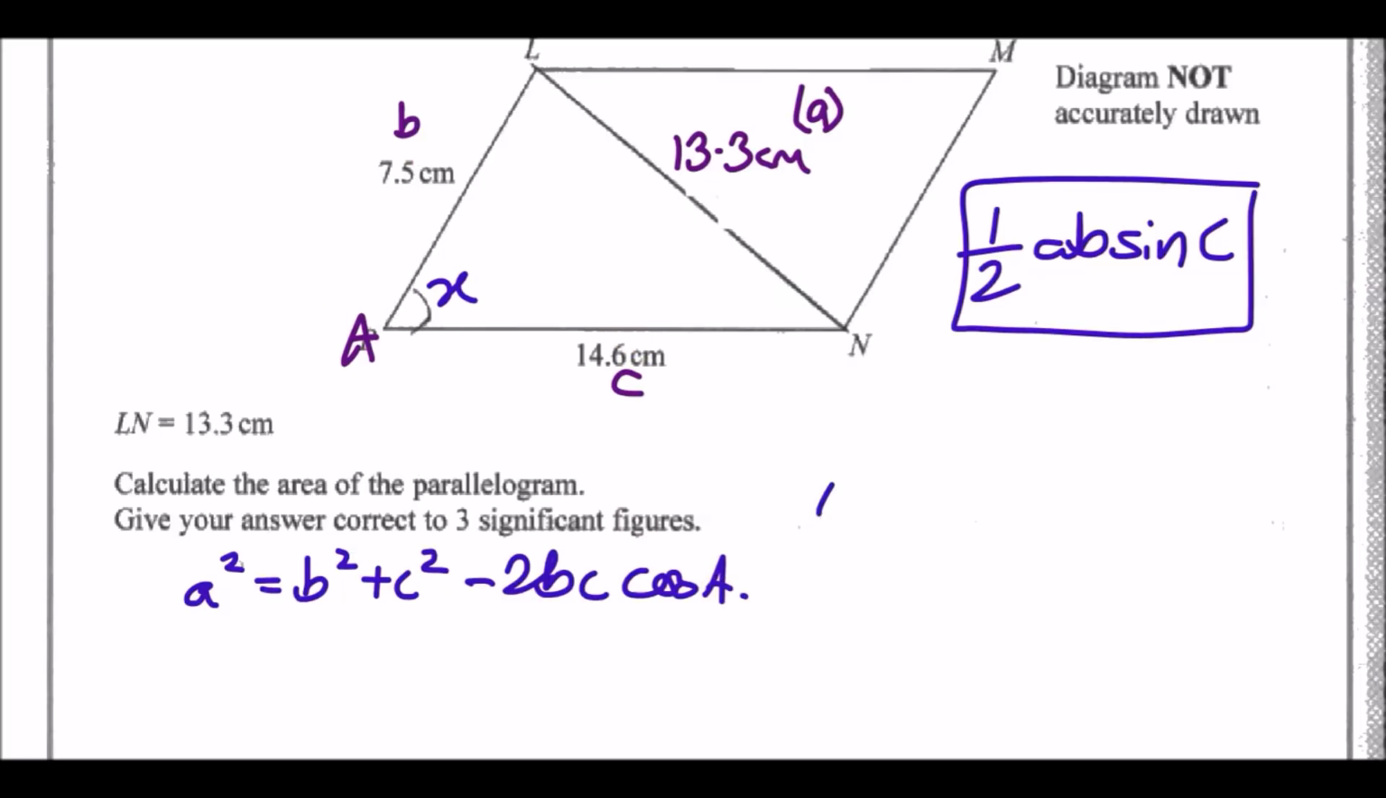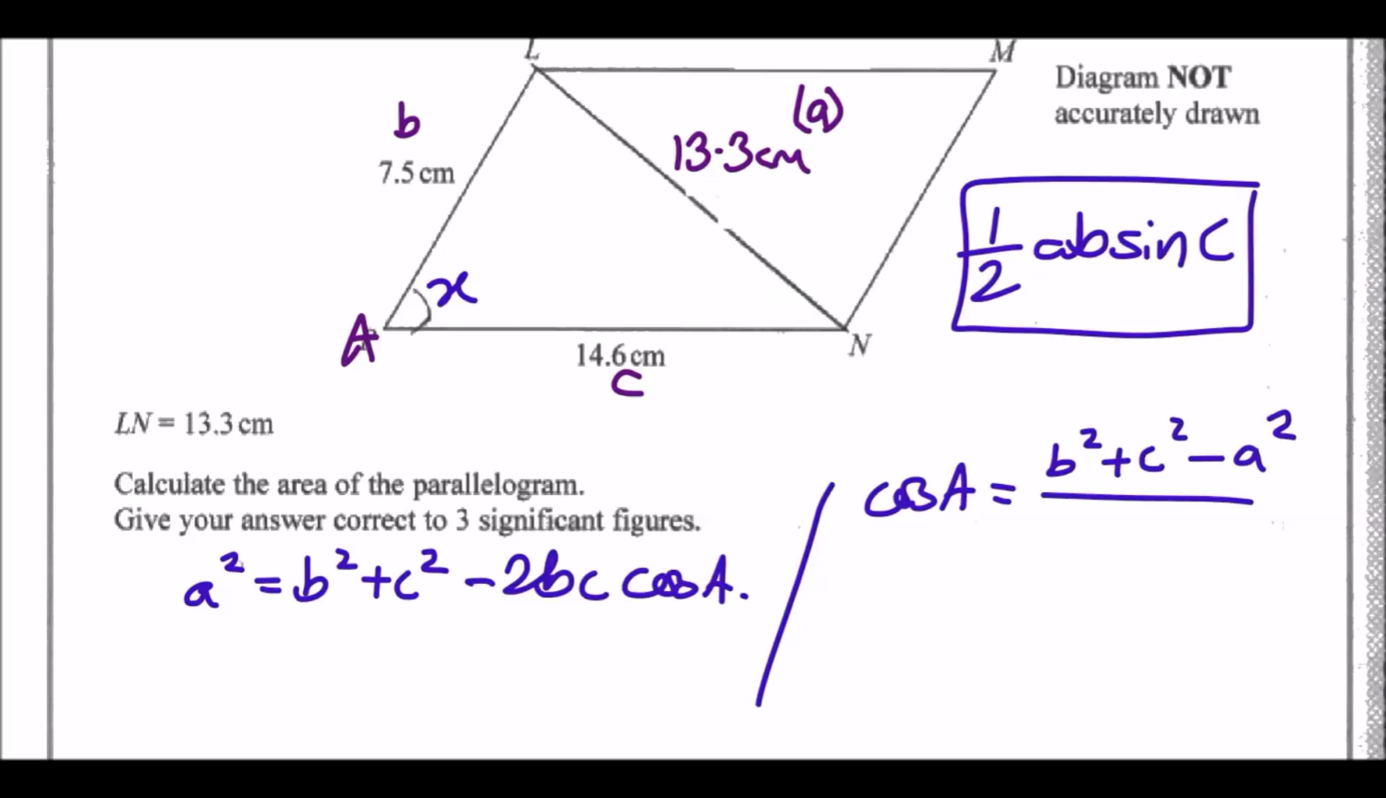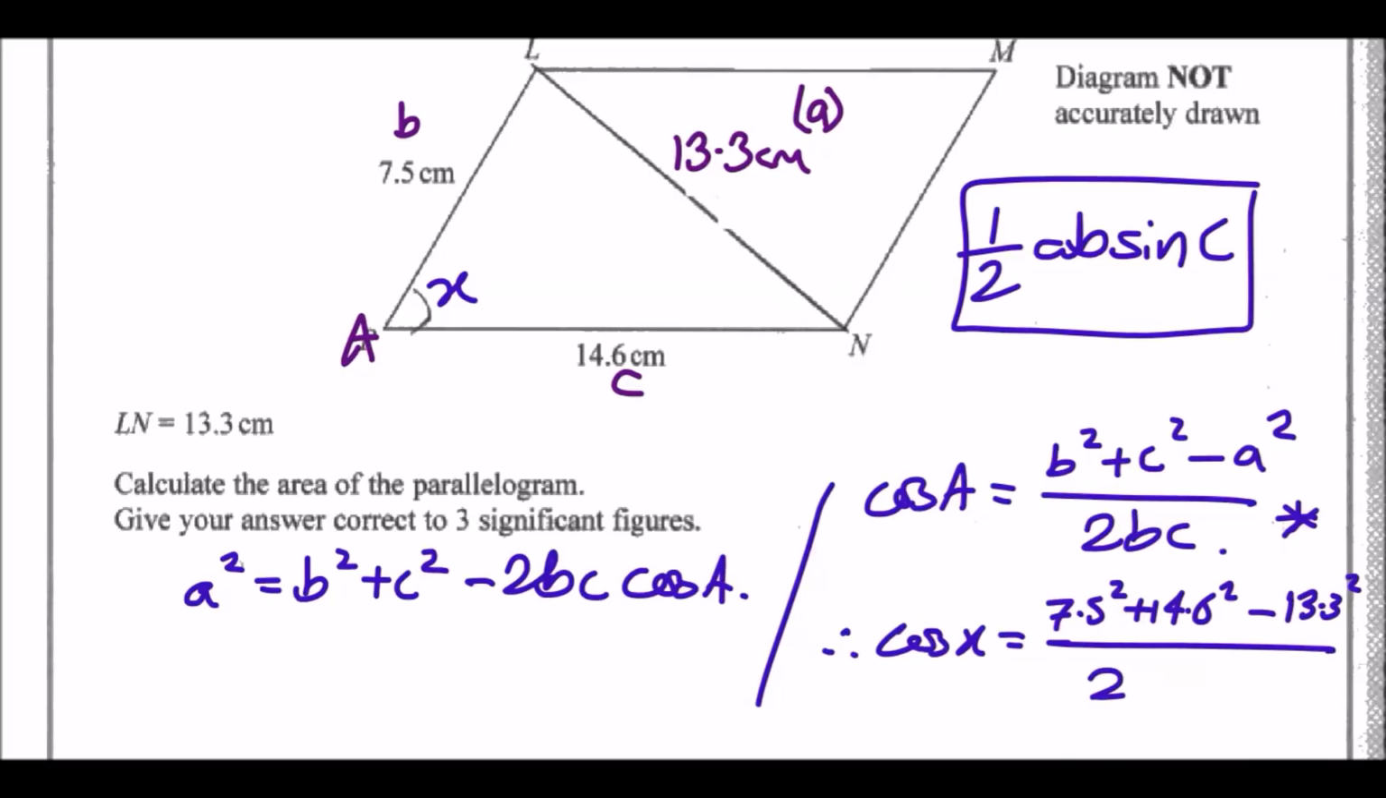And we also have a variant formula, which is basically if you want to calculate an angle: cos A equals (B squared plus C squared minus A squared) over 2BC. This is the formula I'm going to be using here, because we want to find the angle. So we can replace everything. We have cos x equals B squared, so 7.5 squared, plus 14.6 squared, minus A squared, which is 13.3 squared, over 2 times B and C.